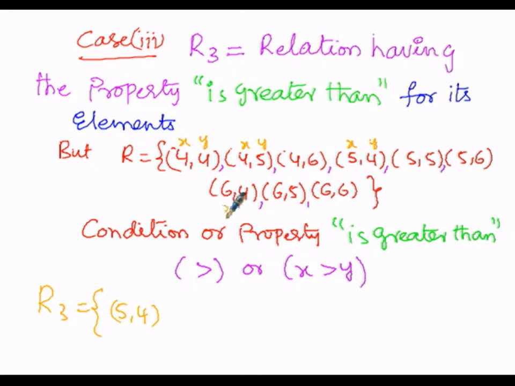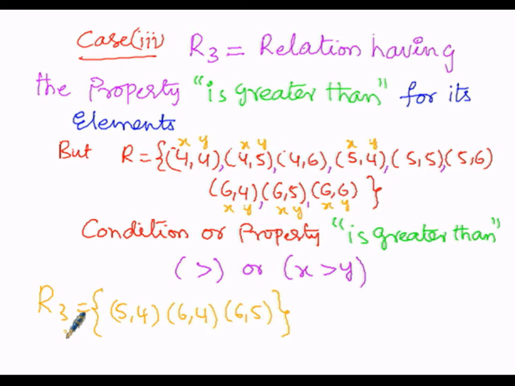In the next ordered pair, 6, 4, the x value is 6 and the y value is 4. 6 is greater than 4, that is x is greater than y, so we can include 6, 4 as an element of R3. Then the next ordered pair is 6, 5: x is 6 and y is 5, 6 is greater than 5, so we can include 6, 5 also. The last ordered pair has x and y equal, so it does not satisfy x greater than y. Therefore only these three are the elements of the relation R3.